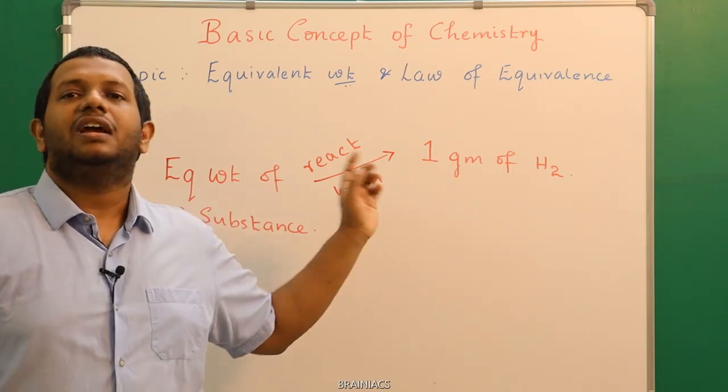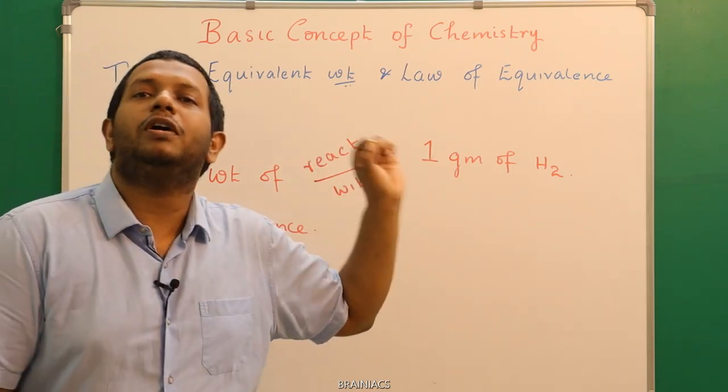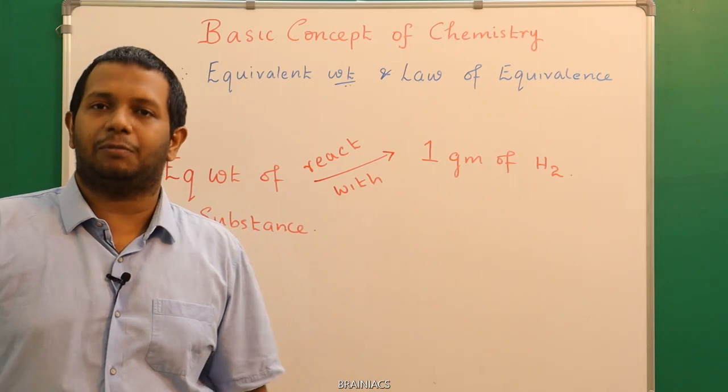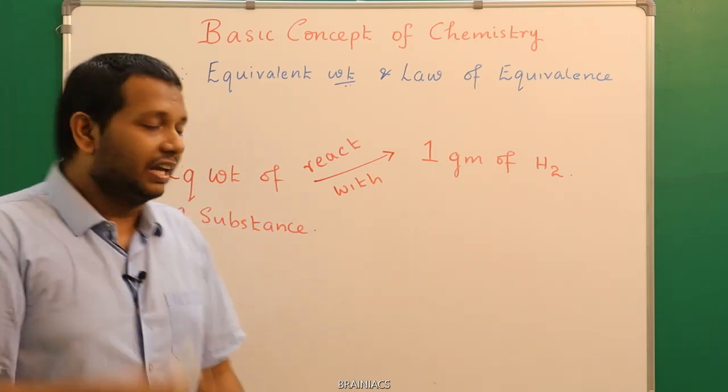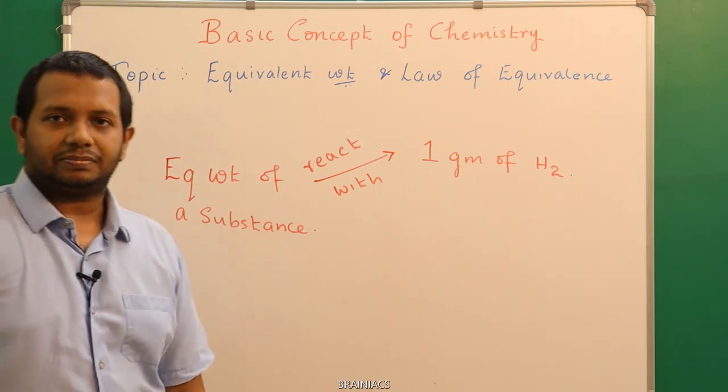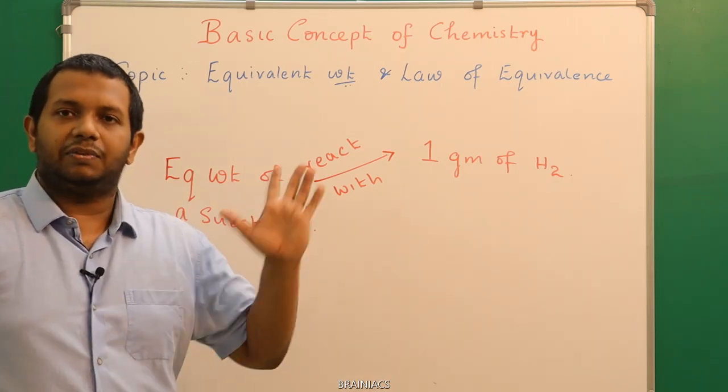So I can say 25 by 2, that is 12.5 gram reacted with 1 gram of hydrogen. Then that 12.5 gram is my what weight? Equivalent weight. Understood? Very, very simple.